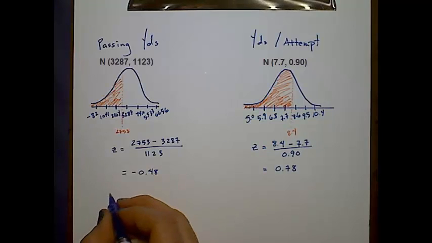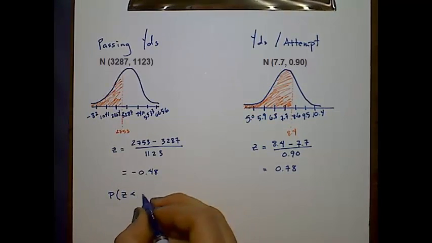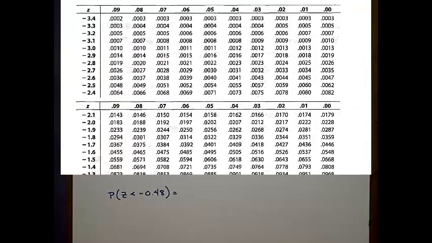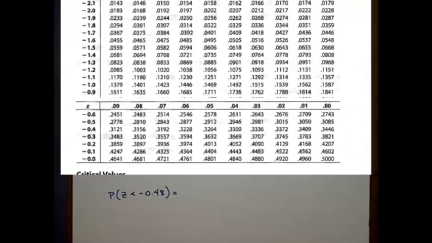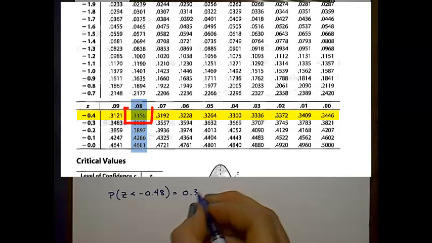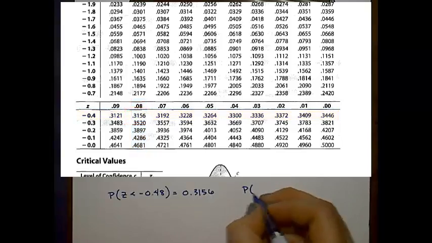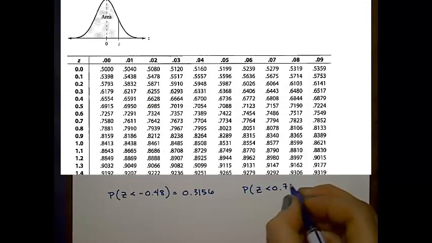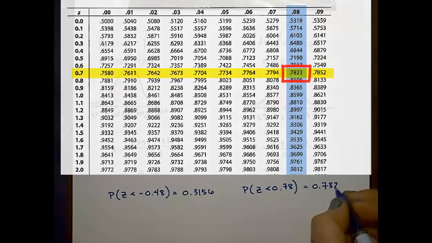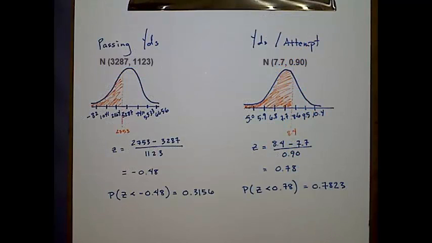The next thing that we do is we take a look at the standard normal distribution tables and determine what proportion of values fall below each of these z-scores. So for the passing yard z-score, we get a value of 0.3156, which is approximately 32%. And for the yards per attempt z-score, we get 0.7823, which is approximately 78%. And if you take this value and you take a look at the area of the distribution that's been colored in the pictures, they correspond.